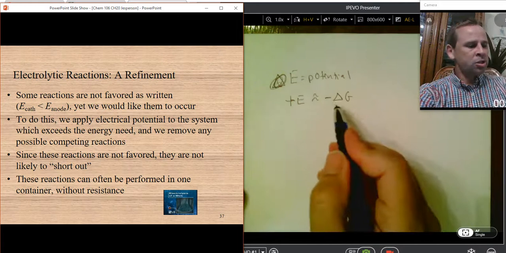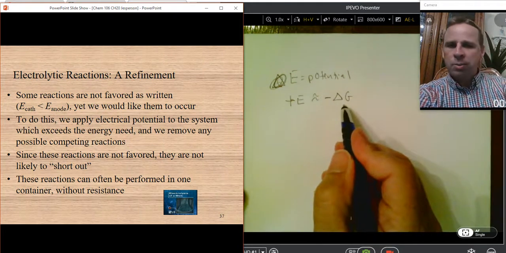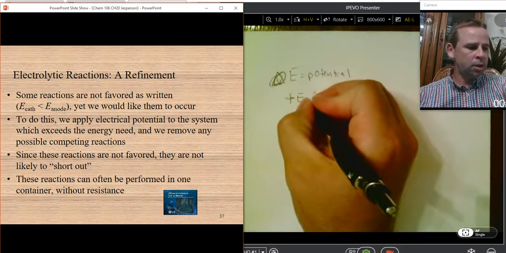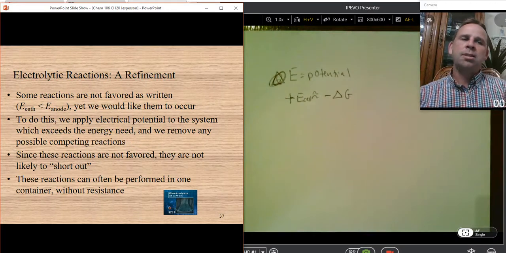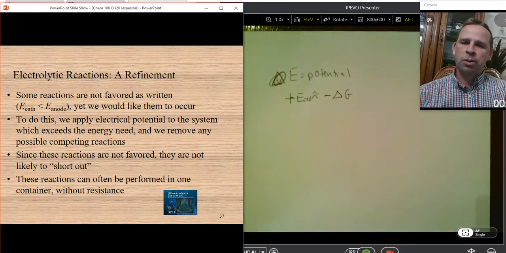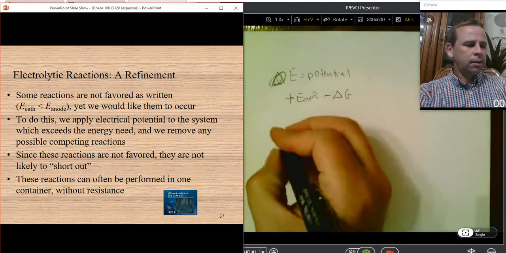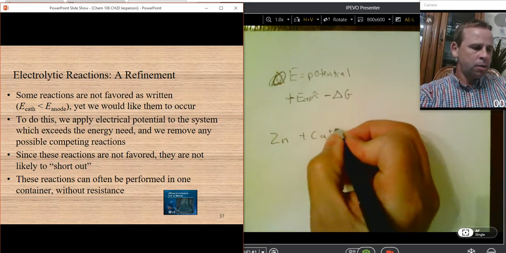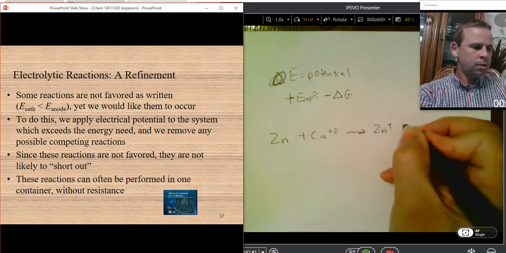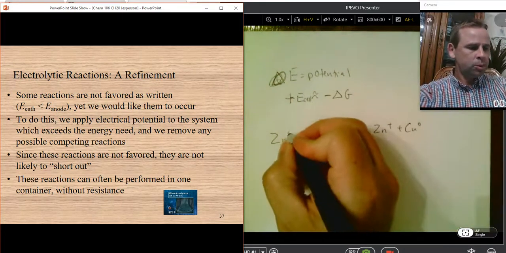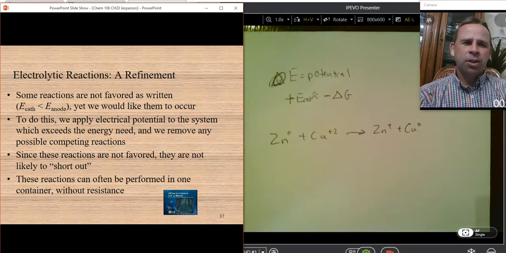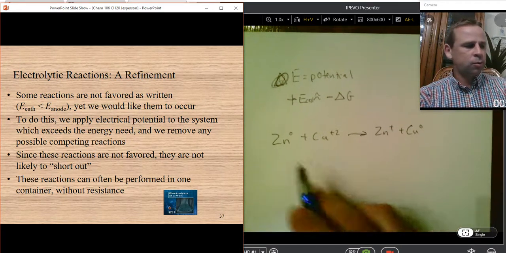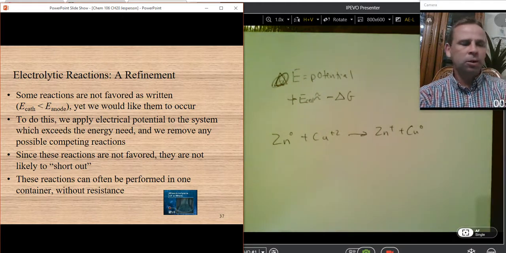All right? So just like a negative delta G means that a chemical reaction is spontaneous, a positive E, or E cell, where E is the chemical potential, is an indication of a spontaneous reaction as well. And again, if I have a given chemical reaction, for example, zinc combining with copper ion to form zinc ion and copper metal, this sort of thing, we can look at the reductive half reaction for zinc and the reductive half reaction for copper.